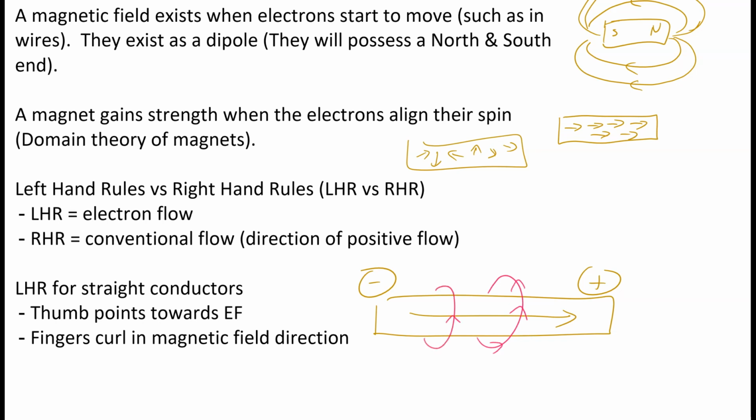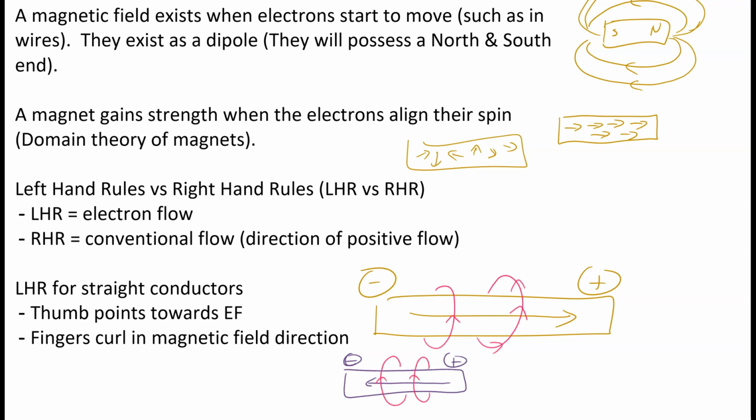If we were to use the right-hand rule, well, yet again, it's the opposite. We're looking, yet again, negative to positive. We're looking at the direction of conventional flow. So in this particular case, we use our right hand. We point in the direction of conventional flow, and yet again, you'll see if you look at your fingers, they'll still be curling upwards.